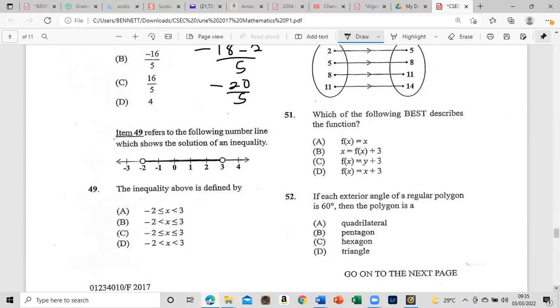49. The following number line shows the solution of an inequality. Both ends are open, which means less than and greater than, not less than or equal to. So this is open, so negative 2, not this one. Where both are open. If it was blacked out, the line would be drawn on it. Just in case you come up on those.